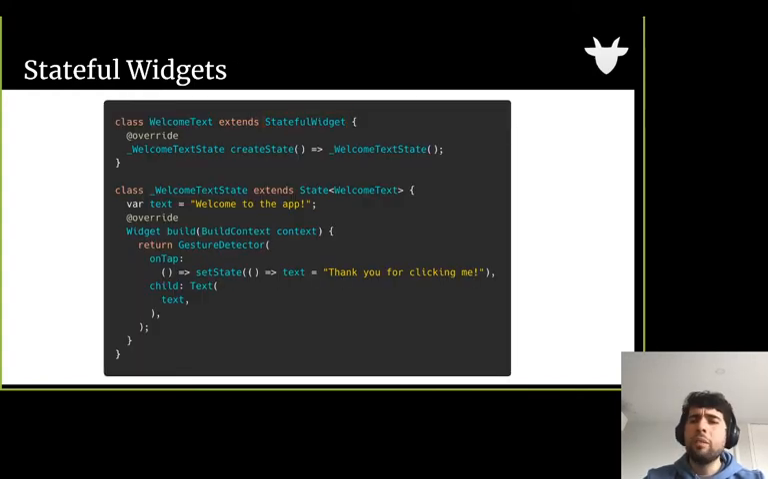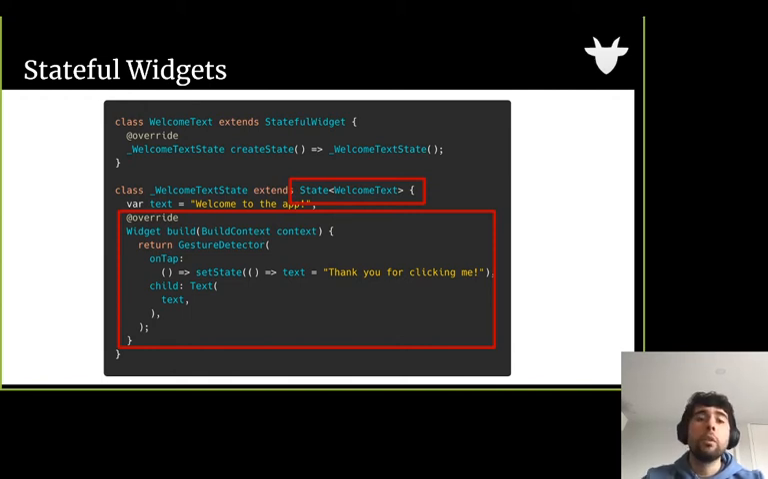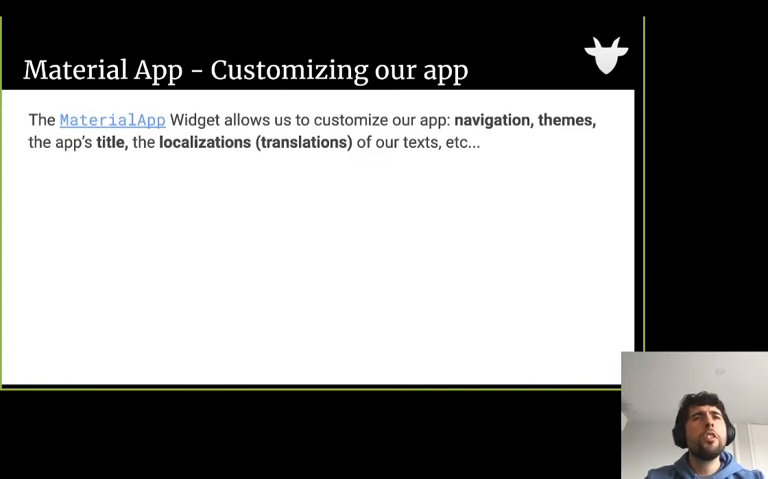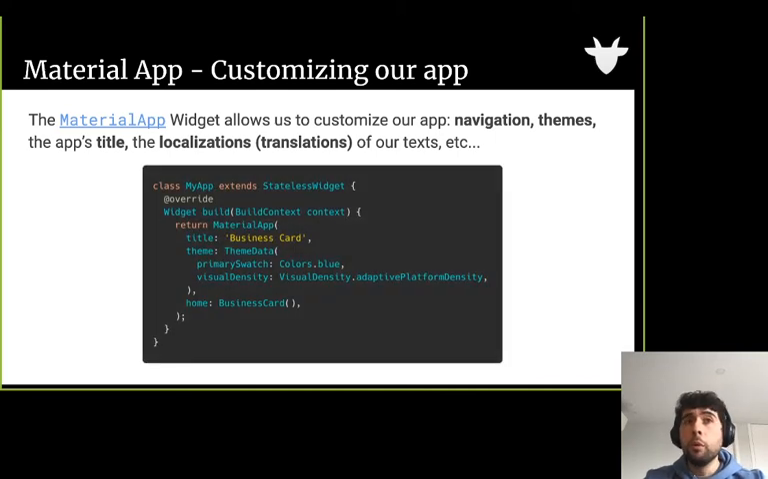But if we have some kind of interaction in our application that we want to change something to the user, then we are going to use a stateful widget. Now, one of the most important widgets that we are going to use, that's going to be the root widget for most of the applications, is the Material app, or if we are using iOS, the Cupertino app widget.